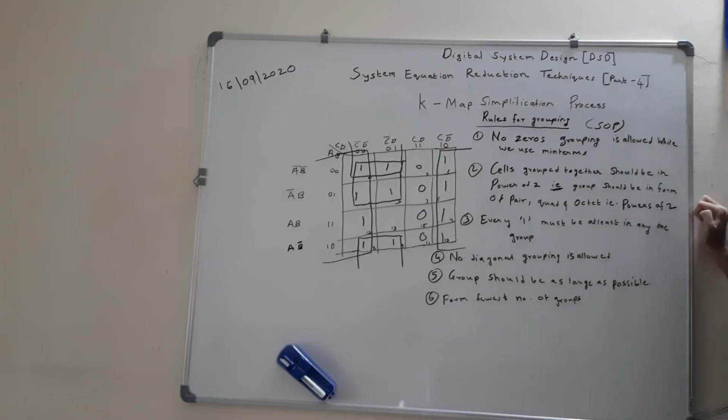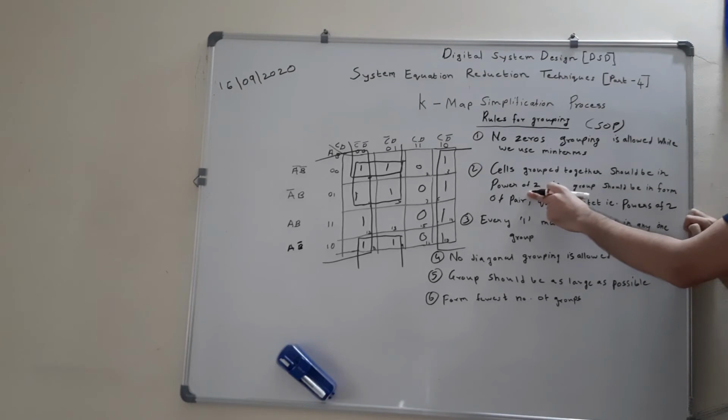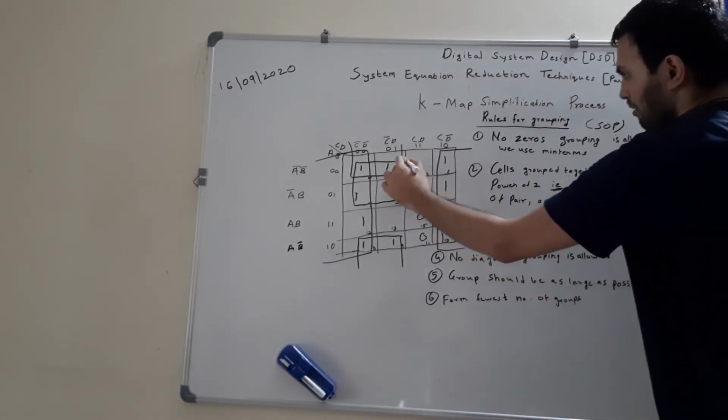And then the second rule is, cells grouped together should be in the form of a power of 2. That is, cells grouped together should be in the power of 2. What is the meaning of that? Now look at this particular square over here.